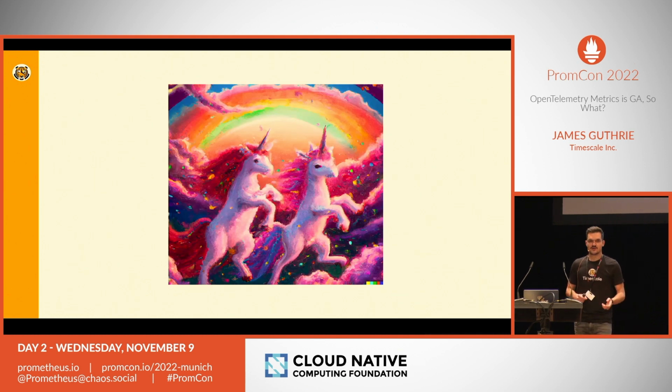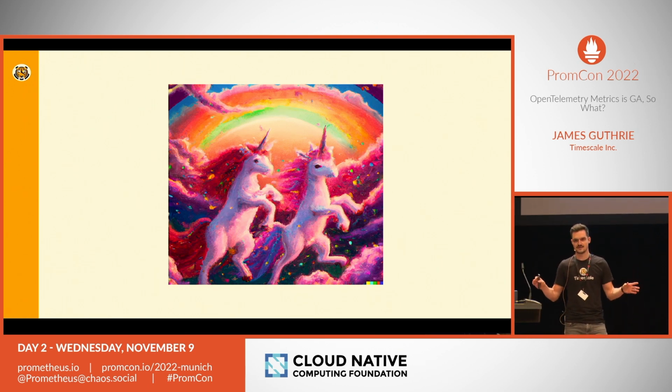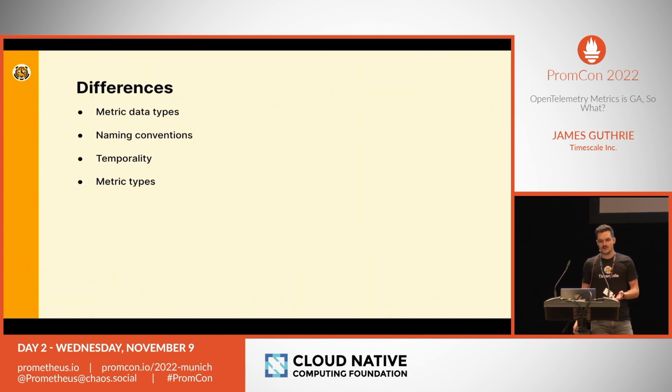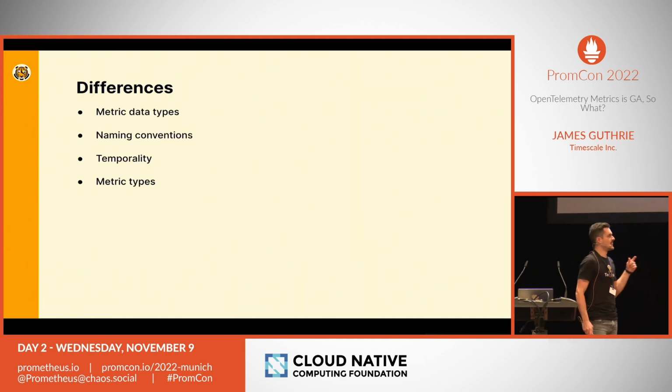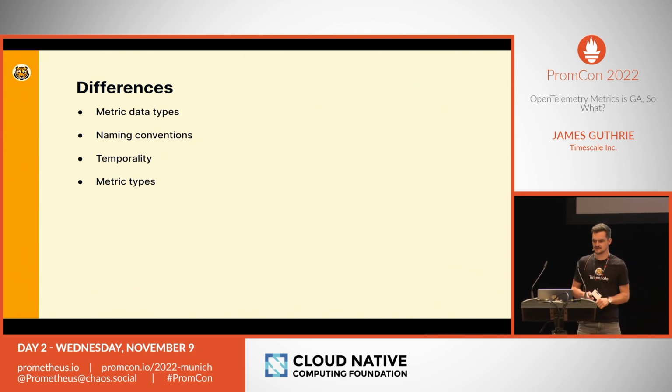So far, so good. We've seen unicorns and rainbows. This is how we can connect all these different things together. Everything works beautifully. But does it? There are some differences. There are differences in the metric data types, differences in naming conventions, differences in temporality, and differences in metric types. Let's go through these bit by bit, and we'll build up a picture of what's different and what's the same, I guess.